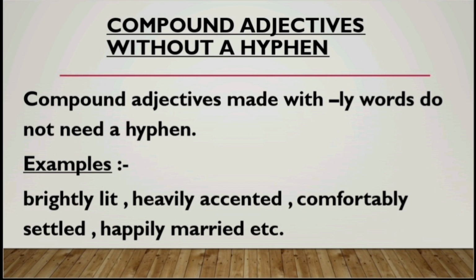Similar examples are heavily accented, comfortably settled, happily married. All these are what? All these are compound adjectives. Now no nouns are attached. We can attach nouns to them. For example, brightly lit room, heavily accented policeman, comfortably settled dog, happily married people. So we have added nouns and made it look lively and attractive. So that was all about compound adjectives.